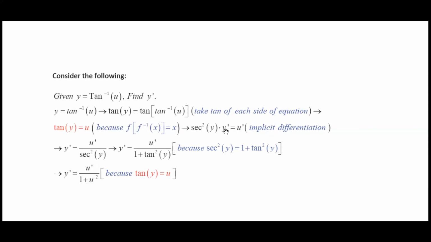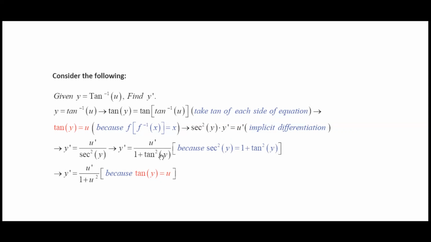Now we'll solve for y prime. That's what we want. So y prime is u prime divided by the secant squared of y. Earlier in a trigonometry course, you should have had this trig identity: 1 plus the tangent squared is the secant squared. So in the place of the secant squared, we're going to put 1 plus the tangent squared.